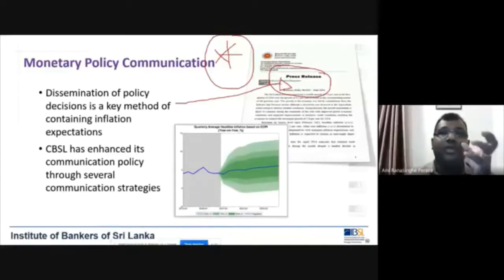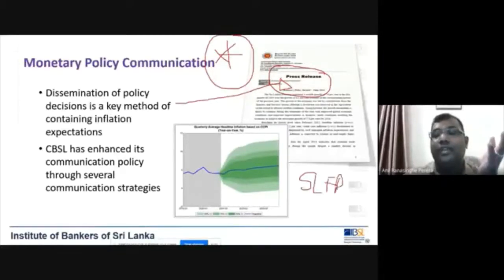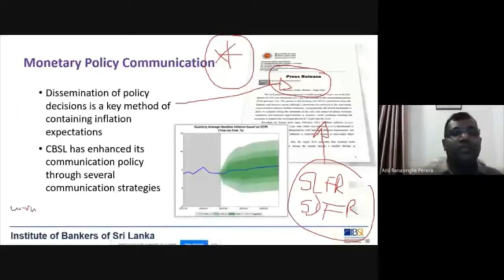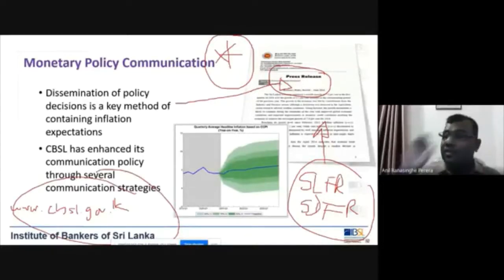Because sometimes you don't know policy rates have changed. Remember those rates I mentioned, SLFR and SDFR. If these rates are changed, you don't know unless you read this press release. So this is available on the central bank website, www.cbsl.gov.lk. So it's really important that you look at the central bank website and especially look at this press release.